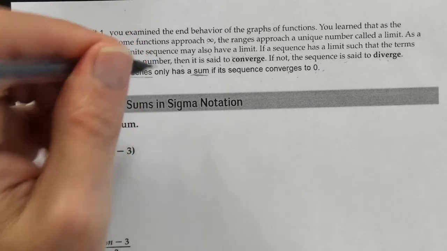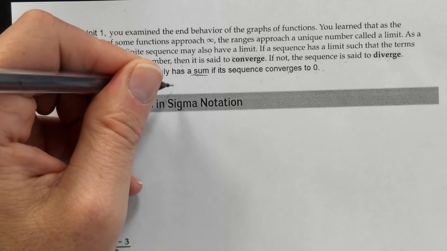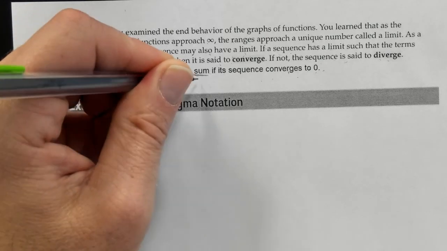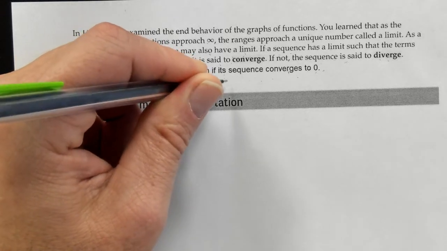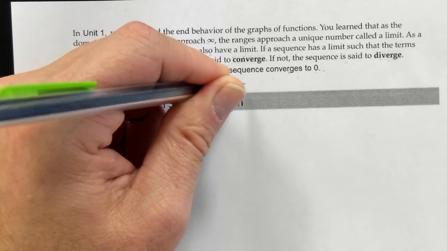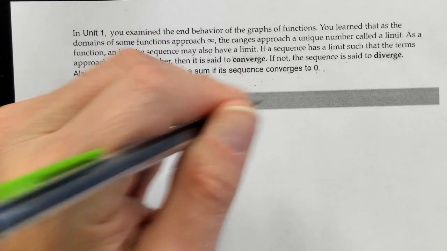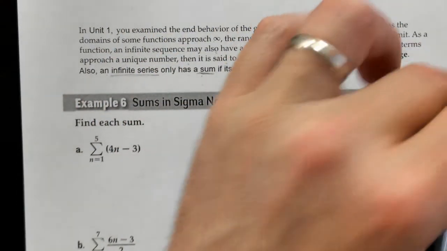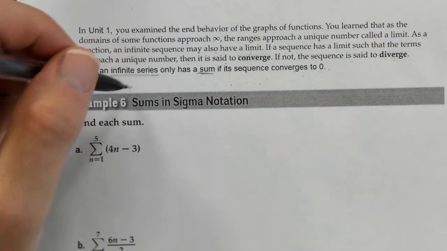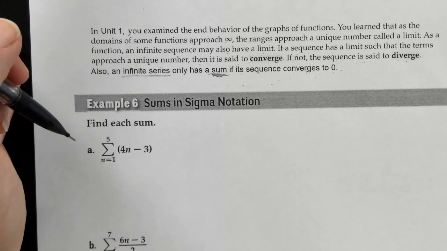Like for example, let's say the first term is 1/2, then 1/4, then 1/8, then 1/16, 1/32, 1/64, 1/128. Okay? As that bottom number gets bigger and bigger in the denominator, those terms get closer and closer to 0. So that infinite series would have a sum. You would be able to find the sum.